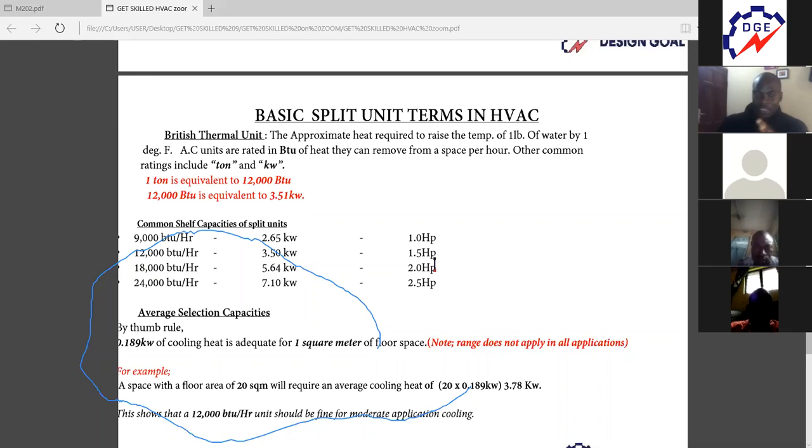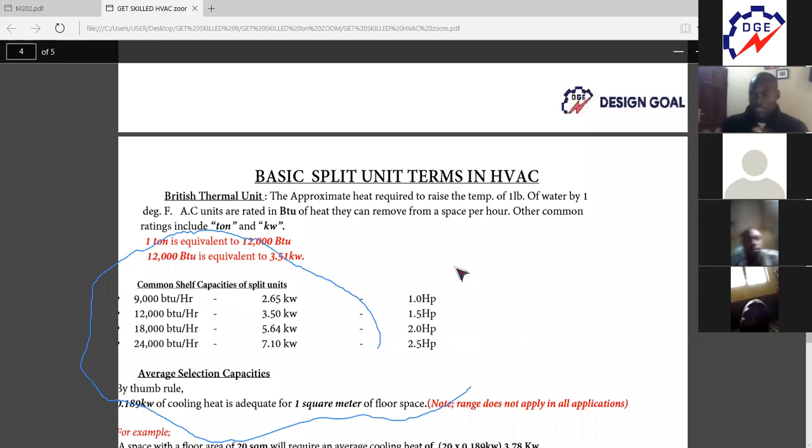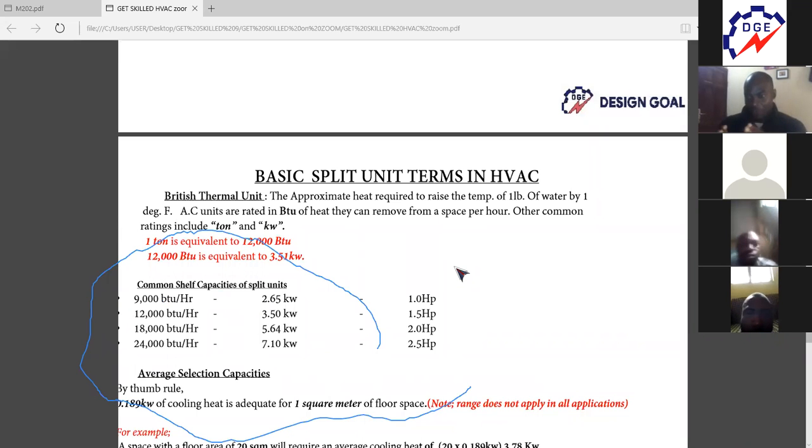Other common ratings include ton, then kilowatts. Sometimes we have cases where we have air conditioning, and they'll say this is 5 ton, that is 10 ton, that is 20 ton, that's 3 tons. I hope you understand. Some of you would have come across things like that. But what we hear mostly across board is usually, even from most air conditioning distributors and retailers.